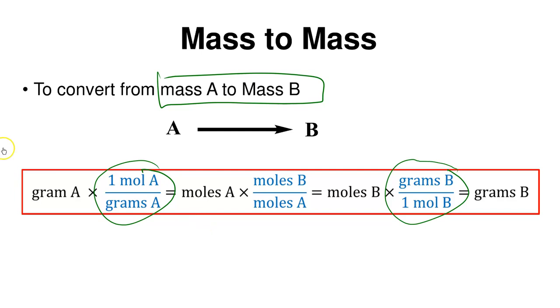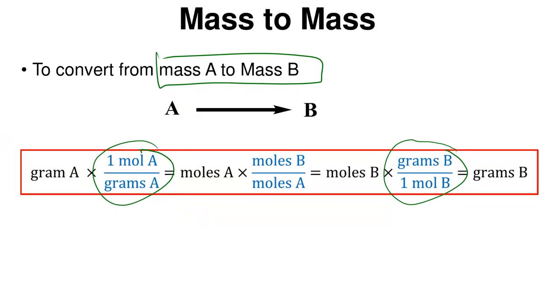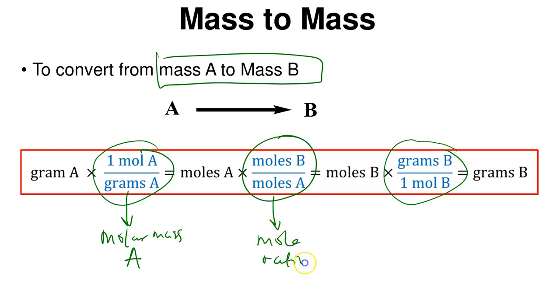Again, the first thing you need to know here is that you're going to use the molar mass of A. So this is the molar mass of A. Then in the middle, of course, you're going to use the mole ratio from the balanced equation. And here, of course, we talked about this earlier, this will be the molar mass of B. When you finish all your calculations, everything here is going to be left with grams of B.